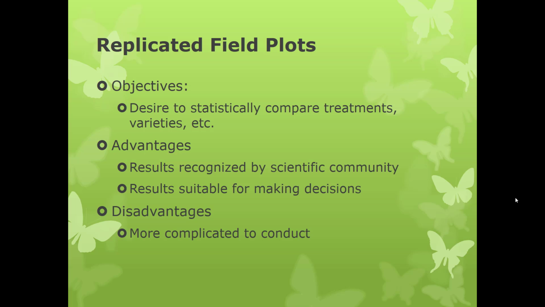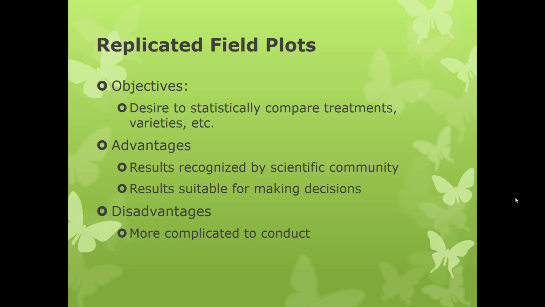Alright, so when we think about a replicated field plot, using that information for a peer-reviewed journal, the objectives have to change. You have to create objectives that are going to statistically compare treatments, whatever your treatments are, varieties, etc. Some advantages to a replicated field plot trial are that the results are usually recognized by the scientific community, and they're suitable for making really big decisions, like production-based decisions.